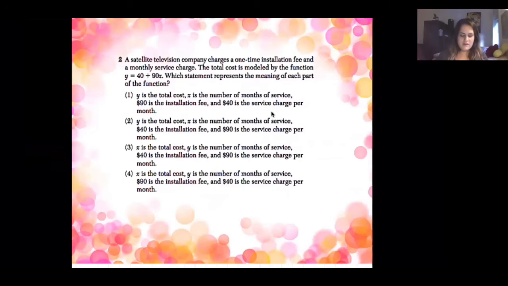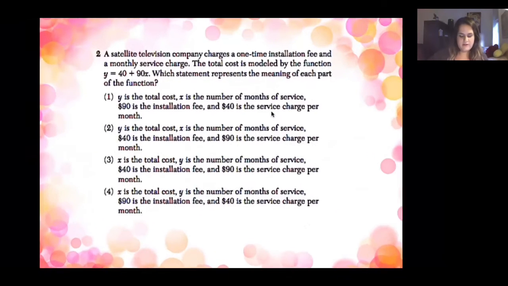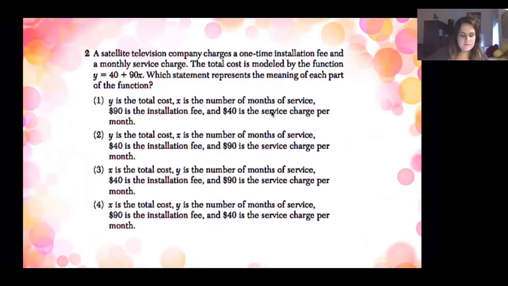Let's look at this one. Again, so much reading, my gosh. Here's how you can get around that. Let's skip to what they actually want from you. They want to know which statement best represents the function. When they say function, they mean this thing right here. Let's look at our choices to see what's changing.